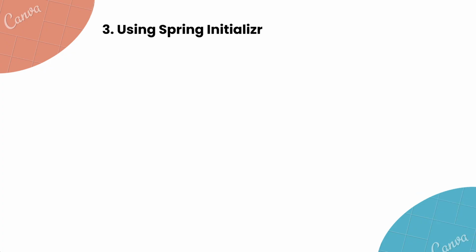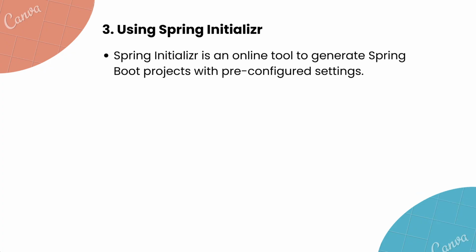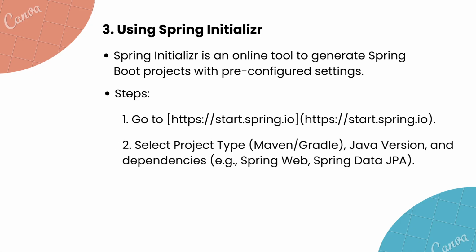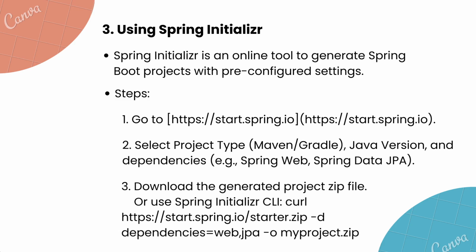Third, using Spring Initializr. Spring Initializr is an online tool to generate Spring Boot projects with pre-configured settings. Steps. First, go to the mentioned website. Second, select project type, Java version and dependencies. Third, download the generated project zip file.